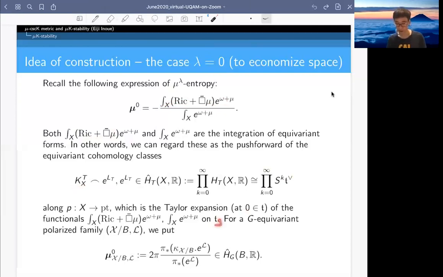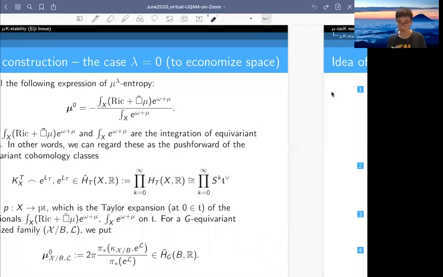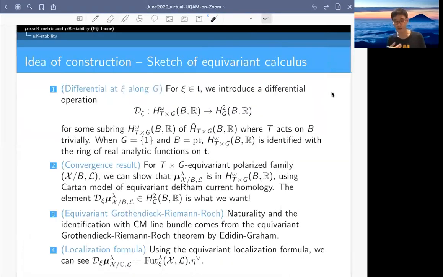Okay, and in view of this observation, we can generalize this invariant to a characteristic class for polarized families, and we can easily generalize this to a characteristic class for equivariant families of polarized schemes. Okay, so we get an element in the formal power series of equivariant cohomology. And the idea of construction is we differentiate it at C.